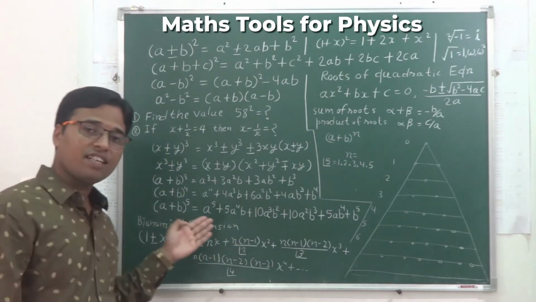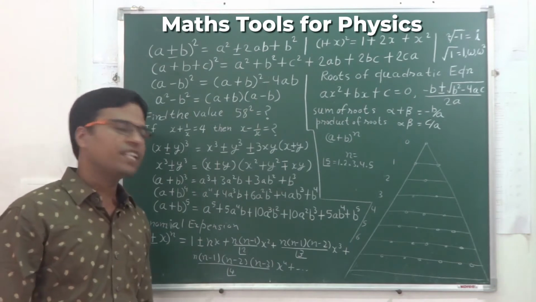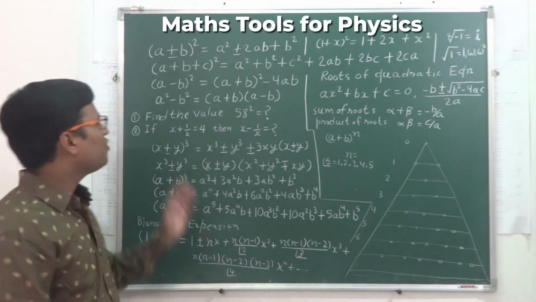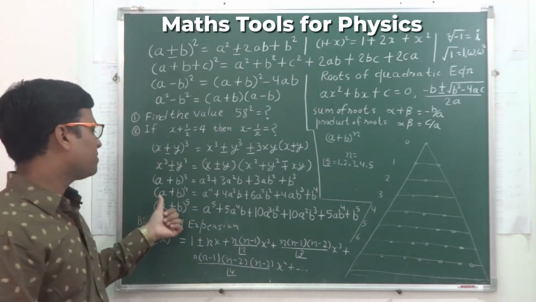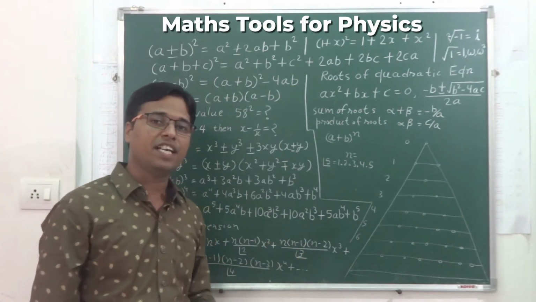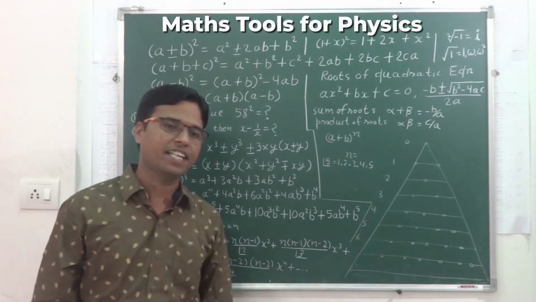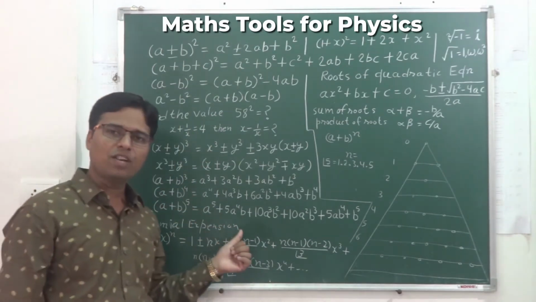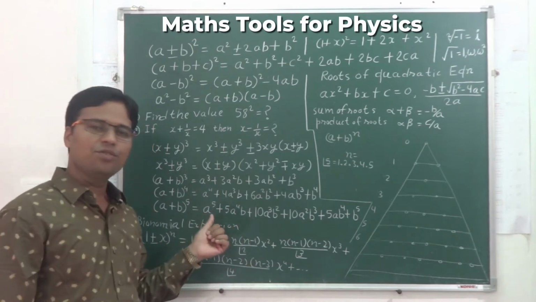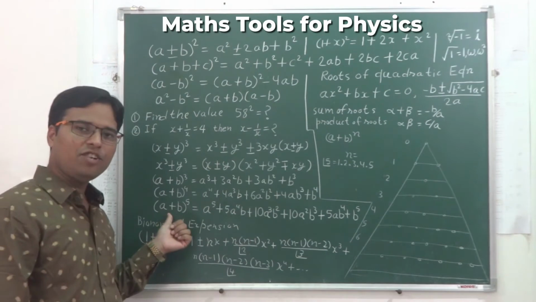If you go further, like (a plus b) power 7, how will you get such an expansion? You multiply a plus b with a plus b, with a plus b, 7 times. That would be very hectic. There is a formula which can give you the expansion of such a polynomial.